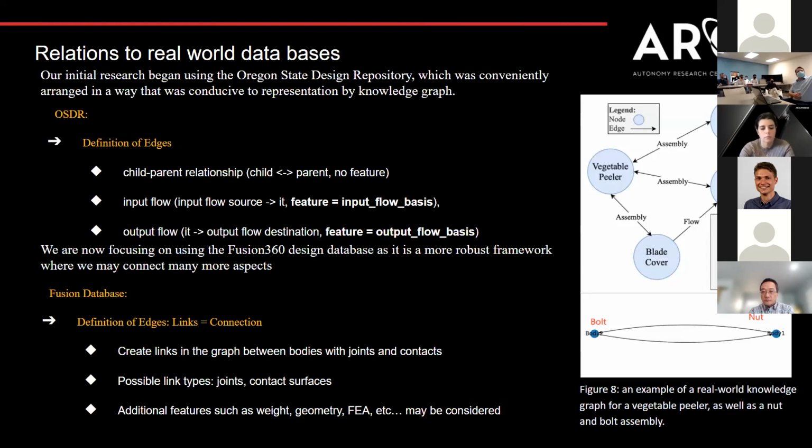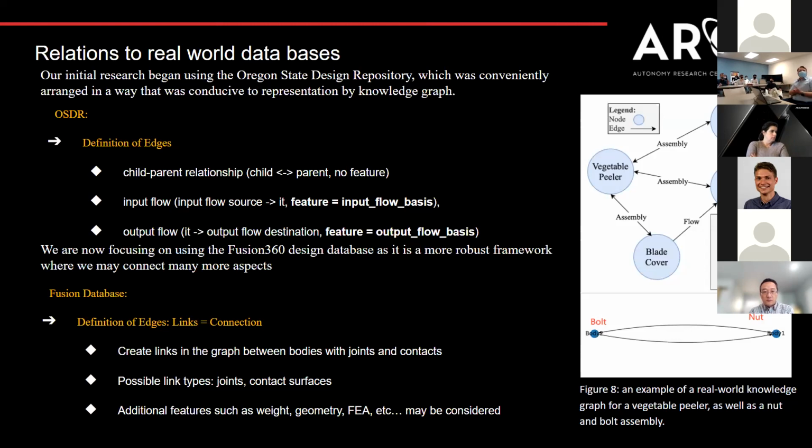So when we have a knowledge graph, like in the OSR, they have the edges, which would be the connections between the nodes. And these right here show child-parent relationships. There's no features or anything. For the input flow, we have the source in and input flows. These are mainly energy flows, which is really hard to track. So output flows, same thing with the energy flows.